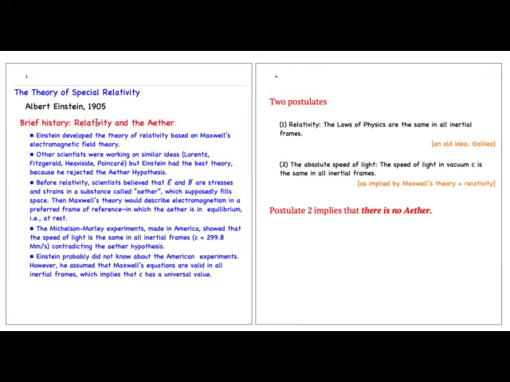Before Einstein, it was believed that electric and magnetic fields were some sort of stresses and strains in a mysterious medium called the ether. Even Maxwell used the ether idea to help him derive some of the field equations. Now, Einstein developed the theory of relativity based on Maxwell's electromagnetic field theory.